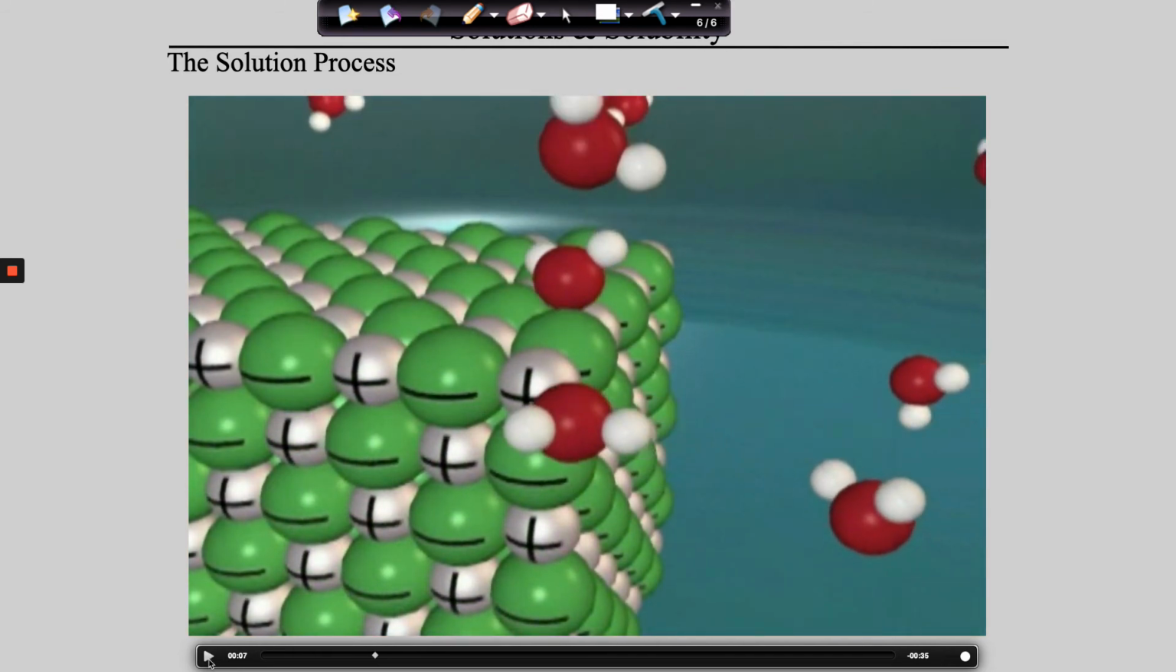What are you guys seeing right there? What are you seeing? Solvation, but it's water, so what do we call it? Hydration. Oh, look at those molecules coming in.